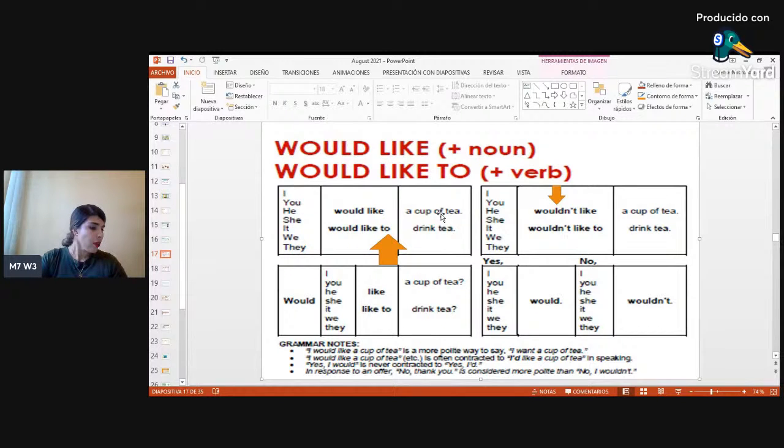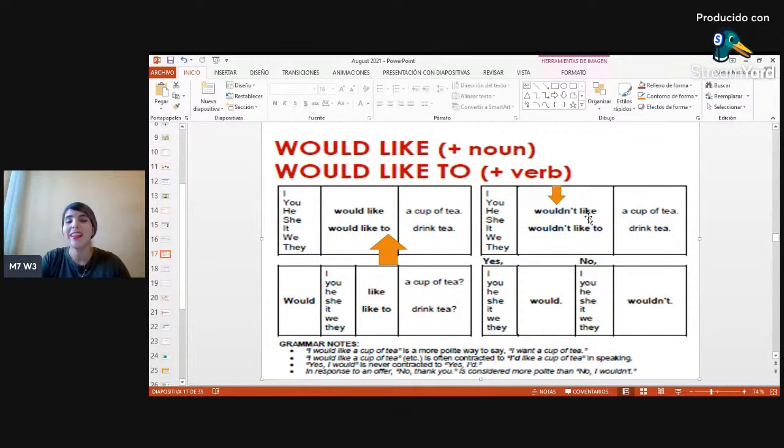Verbs, but in this case we're going to be using like with like. I would like to dance. Me gustaría bailar. I would like to dream. Me gustaría soñar. I would like to sleep. In this case, we have different examples.